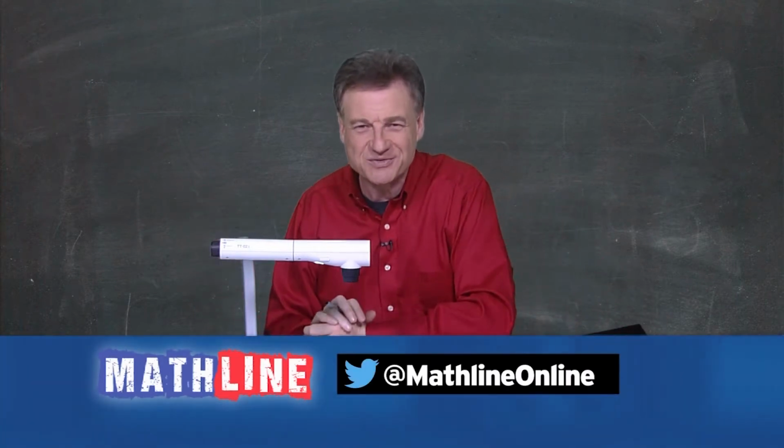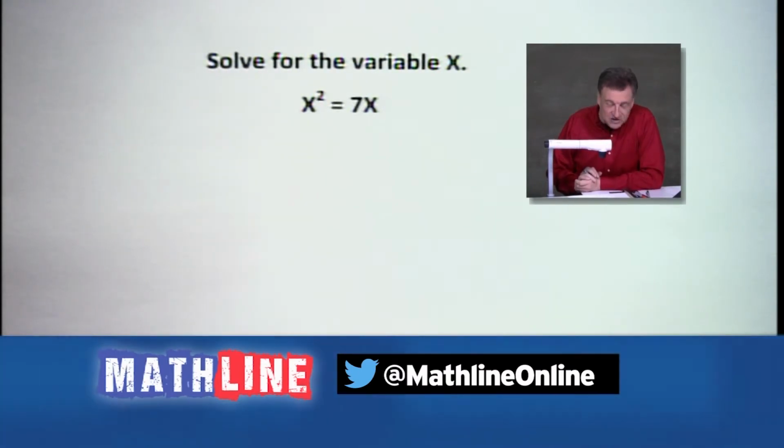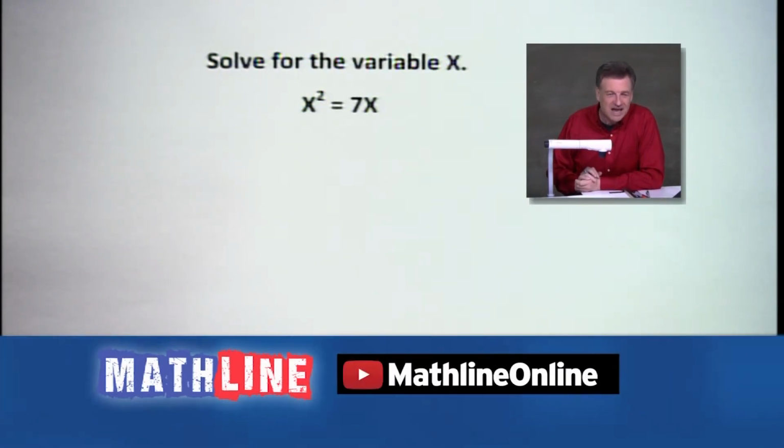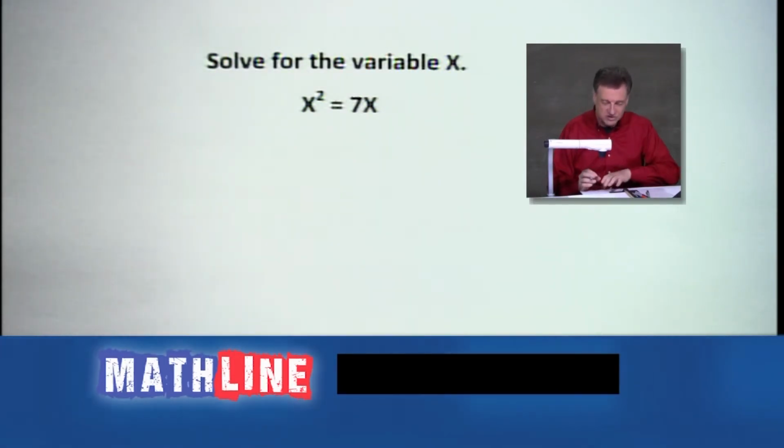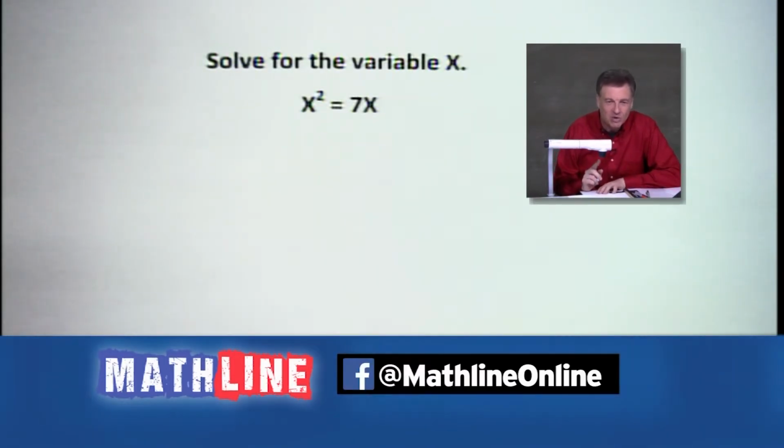All the same routine. Oh, until I throw you something that looks like this. Let's see what we got here, folks. x squared equals 7x. You say, there's no 0. You're right, there is no 0 in this problem. But you know what we're going to do? We're going to make one happen.